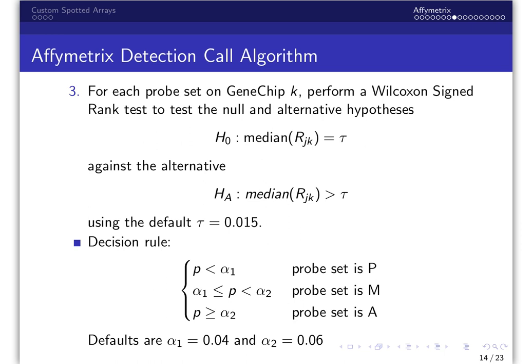In both cases, the default values were selected to reduce the number of false detection calls. Many researchers examine the detection call field as a first method for filtering their data. That is, genes with a detection call of absent across all samples are removed from further examination.